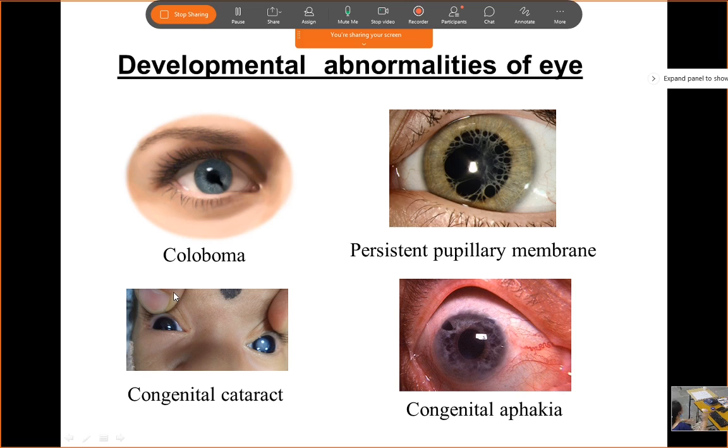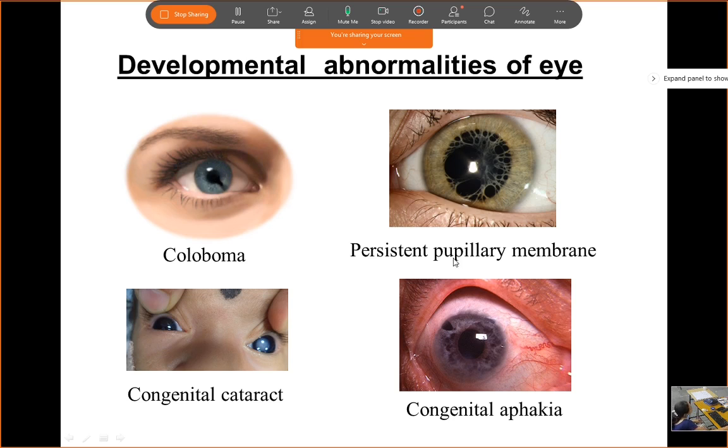Coloboma means when there is a cut or a gap in the iris or in the ciliary body, in the choroid or even in the optic nerve. That may be acquired also due to trauma or injury, but congenitally it may happen when the choroid fissure does not fuse. The choroid fissure fuses at about the 7th week of intrauterine life, but if it does not fuse, then there may be a gap in the iris, the ciliary body or the optic cup. So that is known as congenital coloboma.